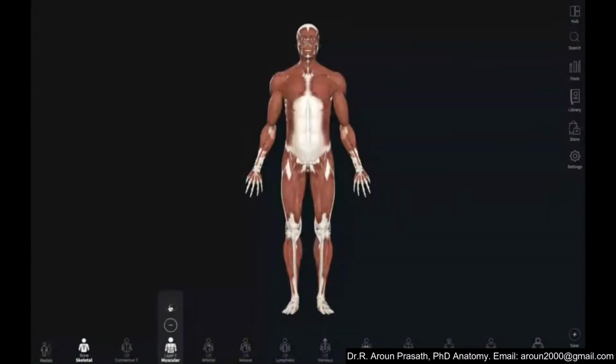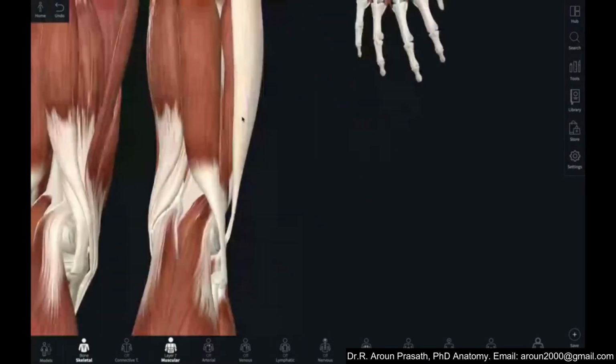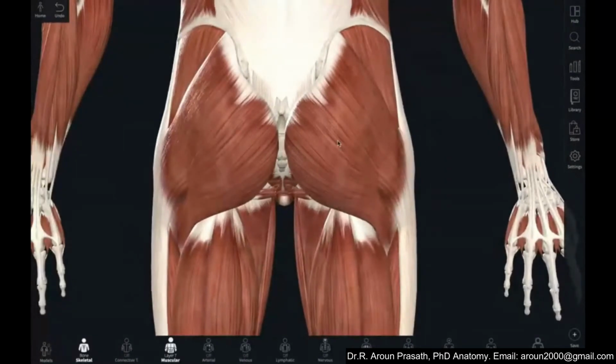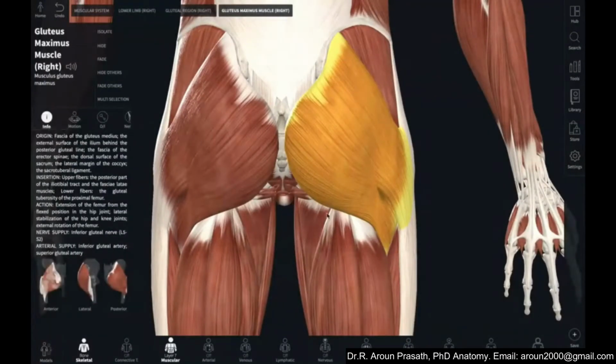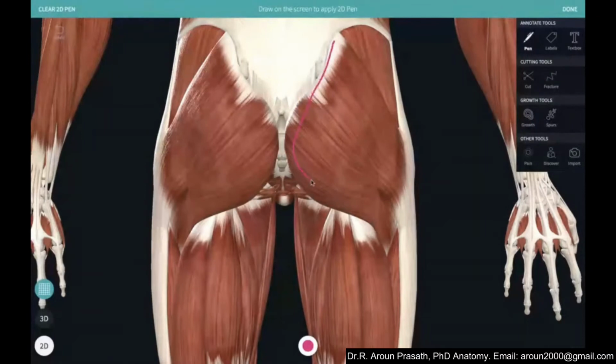Even in the lower limb there are deep group muscles and superficial group muscles. This is the gluteal region, and you use this gluteal region for intramuscular injection. All this area we call the gluteal region. So from the clinical point of view, you will give intramuscular injection in this muscle.